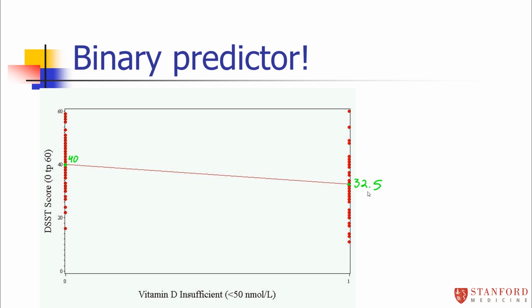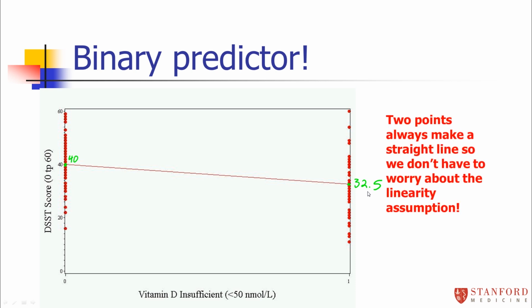So what's this line? All I did to draw this line was to connect the 2 means. It's like the simplest line you can possibly draw. Any 2 points, you can connect them and draw a line. And we don't have to test the linearity assumption here because when you have 2 points, it's automatically going to make a line. So that's nice.